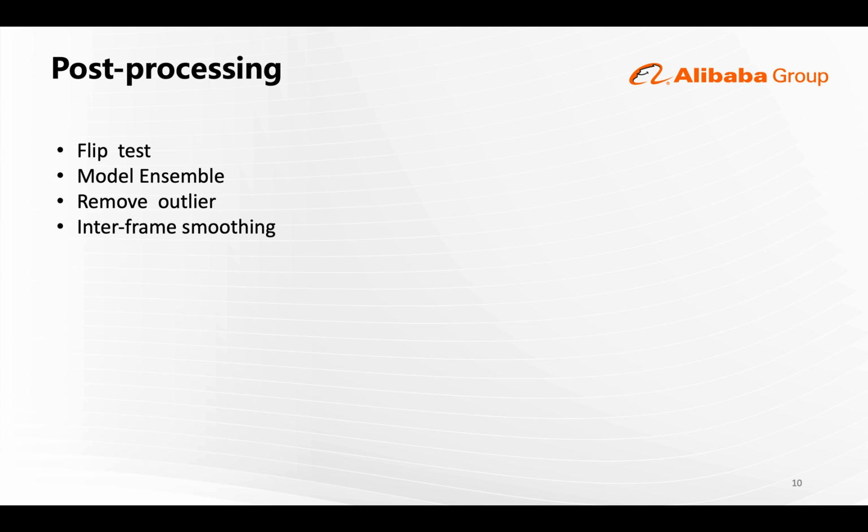We adopt several post-processing approaches to further improve the matting results. We use flip predict and model ensemble to get stable prediction. In the following slides, I will explain 2 post-processing methods: remove outlier and interframe smoothing.